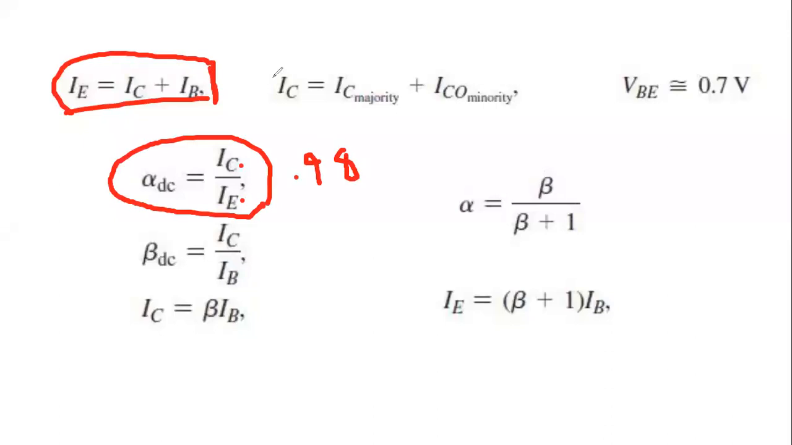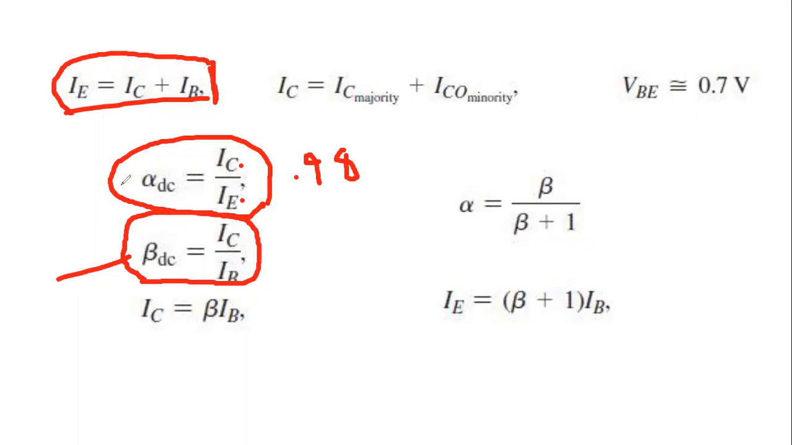We also defined another current gain, that is beta, and it is IC by IB. And you know that the value of IB is very small with respect to IC. So we can easily tell that the value of beta will be much bigger. Usually the value of beta is 50 to 400. So you can understand that the base current is very small with respect to the collector current.